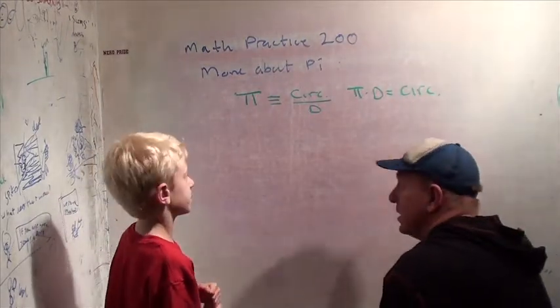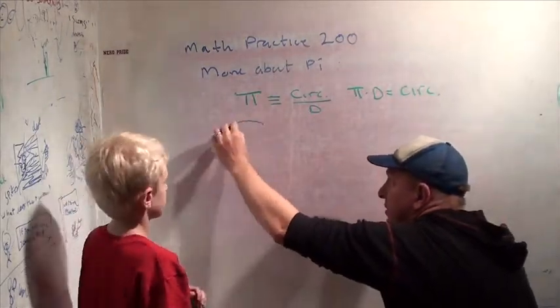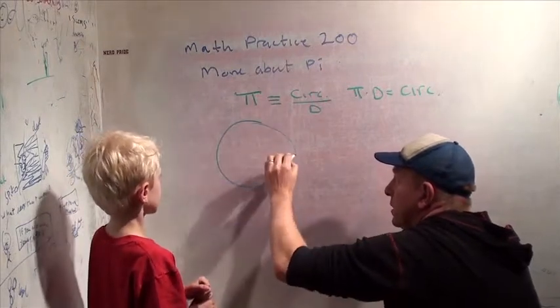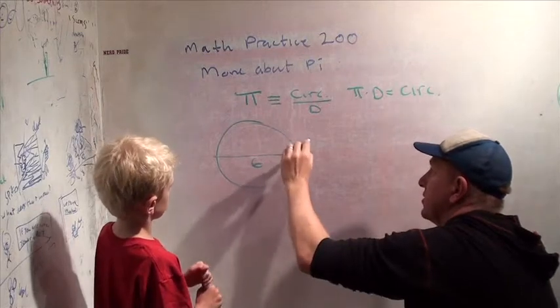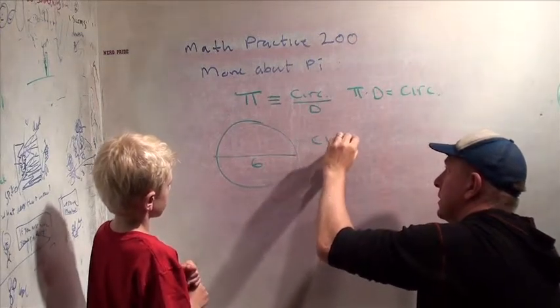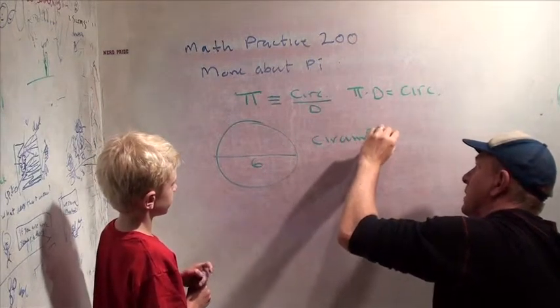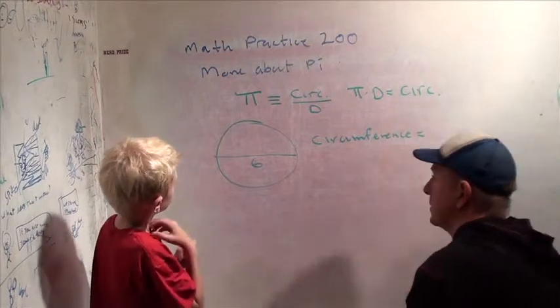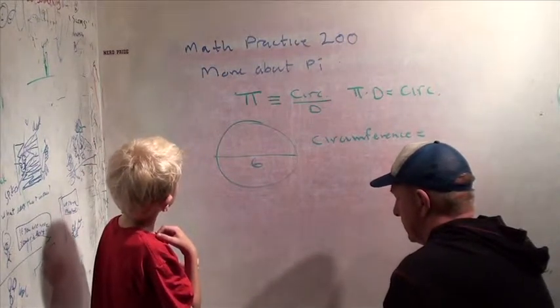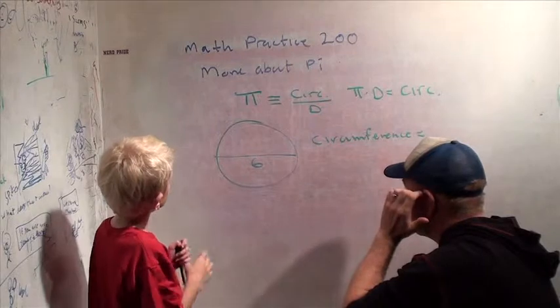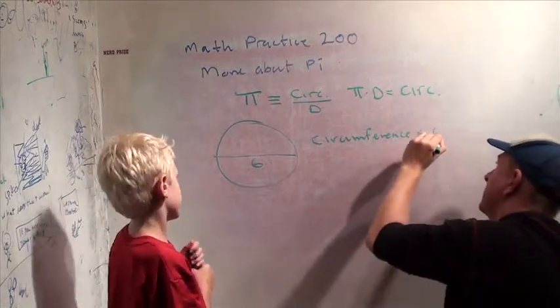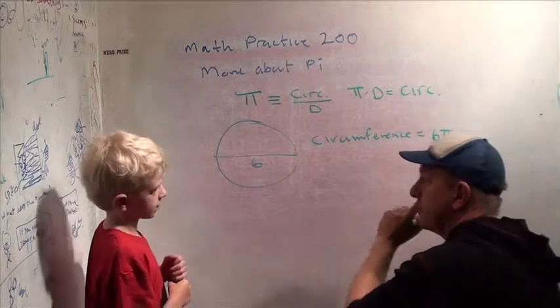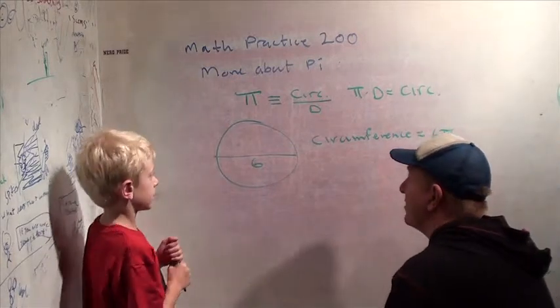Okay? Yep. So if I have a circle whose diameter is 6, what's the circumference? The 6 pi. 6 pi, very good. 6 pi.